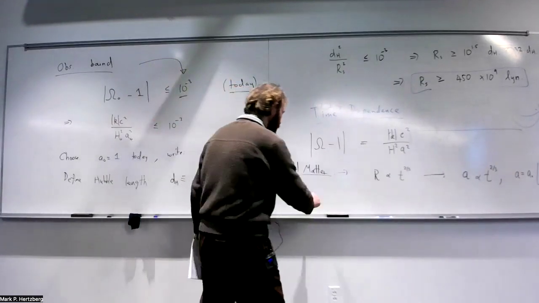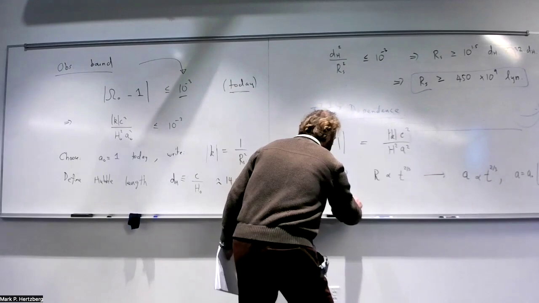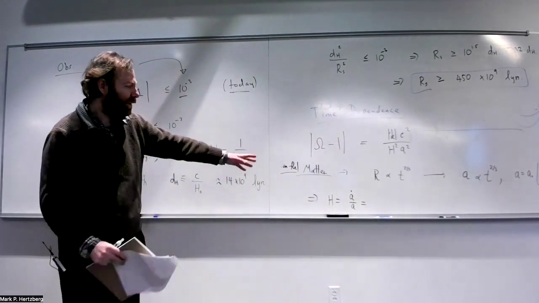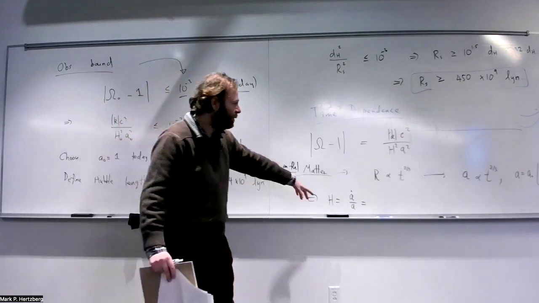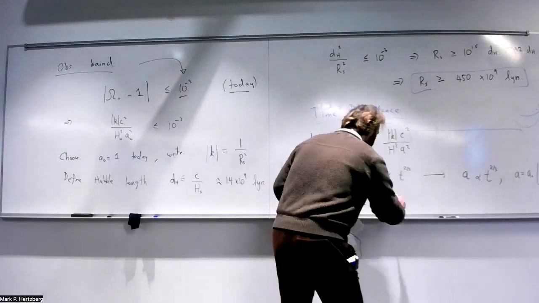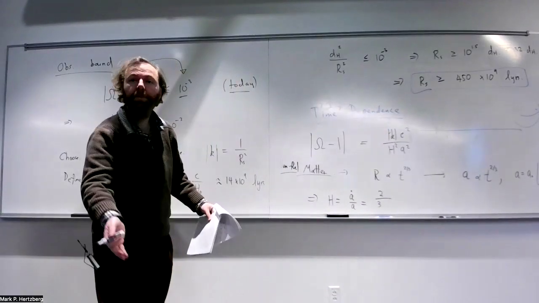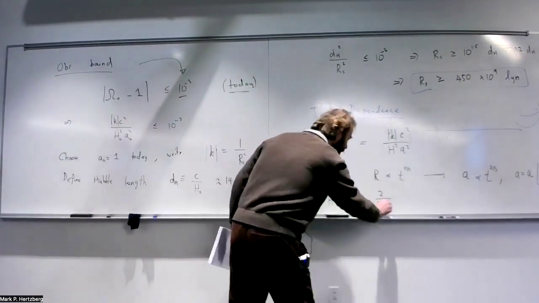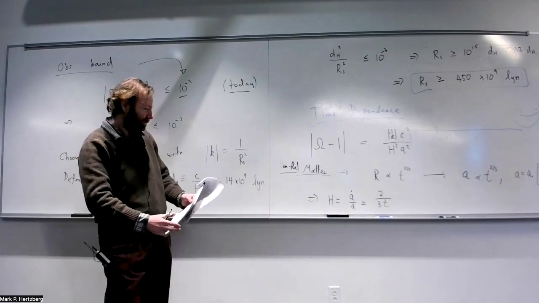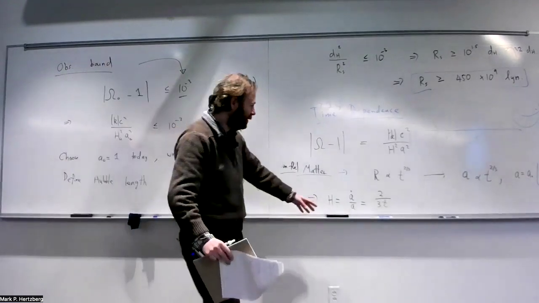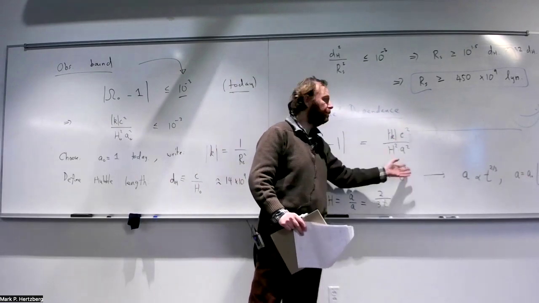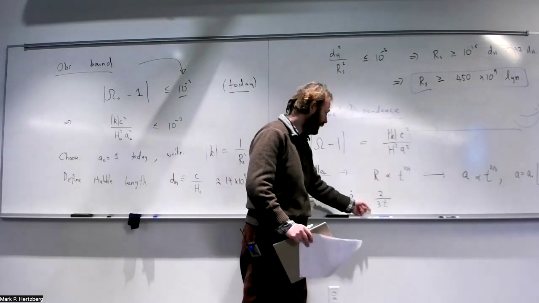And then Hubble, which is a dot over a. Well, if a is t to the 2/3, Hubble is just a simple derivative. You pull down a 2/3, and then you take a dot divided by a. So you get a 1 over t. I hope that's clear, right? The derivative gives you 1 over t. So from this pair of formulas here, you can predict the time dependence of this thing. These are constants, and then H goes like that, and a goes like that.